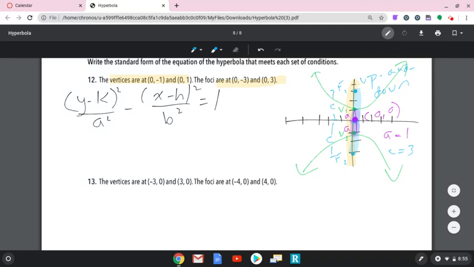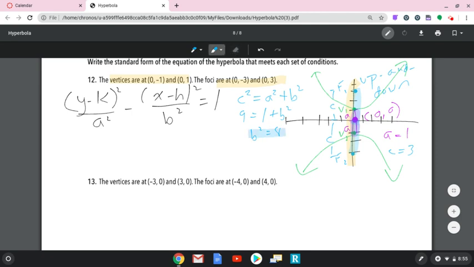I can use that c now to determine b. I know that c squared is equivalent to a squared plus b squared. So let's put that in. I get 9 is equivalent to 1 squared, which is 1, plus b squared. So b squared would equal 8, and b would be the square root of 8, which simplifies to 2 root... actually, I don't even need to know b. I need to know b squared in my formula.